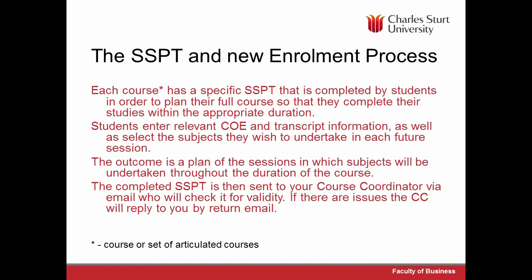The student needs to enter particular information such as their COE start date, COE end date, and other things like that. They will also need to enter information from their transcript, basically those subjects that they have as credit and those subjects they have passed and those subjects that they're undertaking at present. We'll go through that in more detail. The plan is then created. It works you through to complete your course on time.